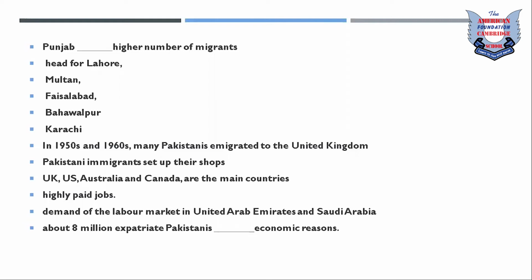The ever-growing demand of the labor market in oil-producing countries like the UAE and Saudi Arabia has also led to massive labor migration from Pakistan, where wages are high. It is estimated that about 8 million Pakistani people have migrated to these countries for economic reasons.